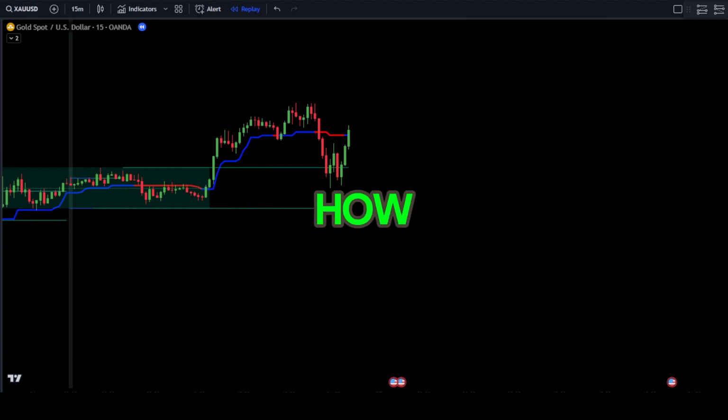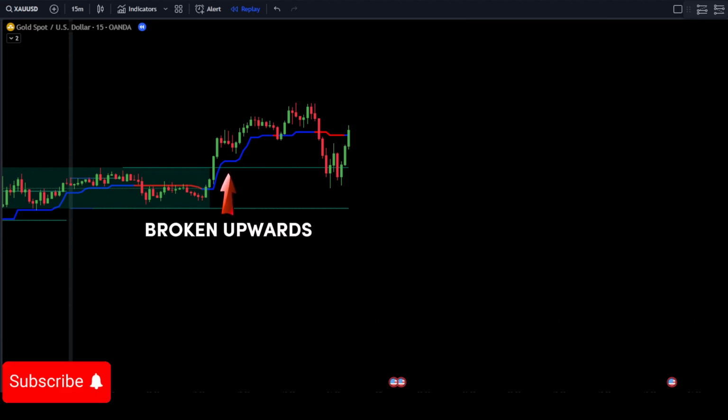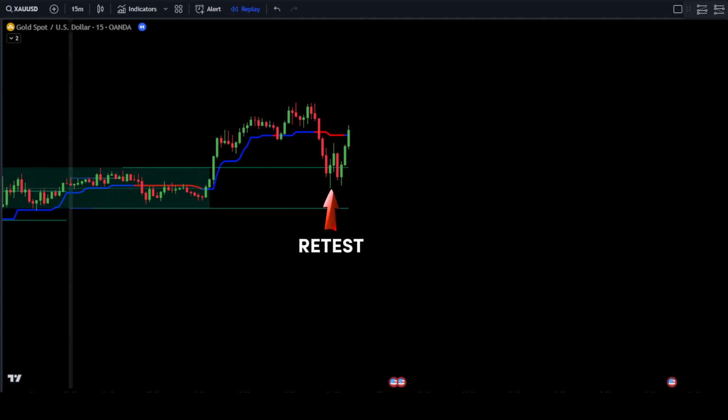How to place a buy order. If the price candlestick breaks out upwards and the range detector line turns green, your main focus is to find the best point to place a buy order. Wait until the price candlestick retests the range detector area. After the retest occurs, wait for the Trend Magic indicator to give a buy signal.